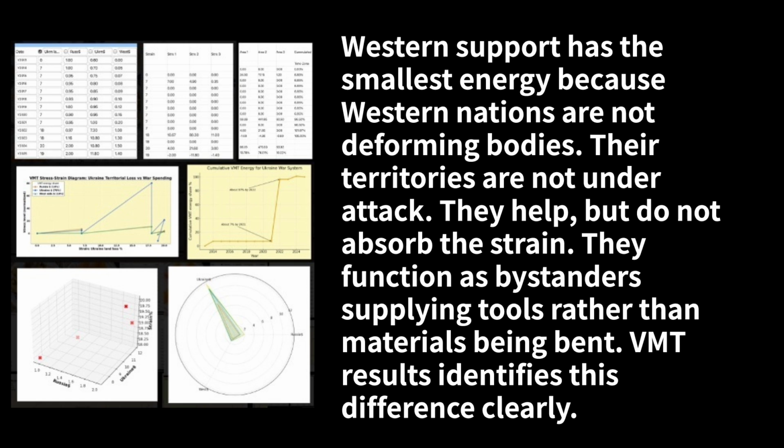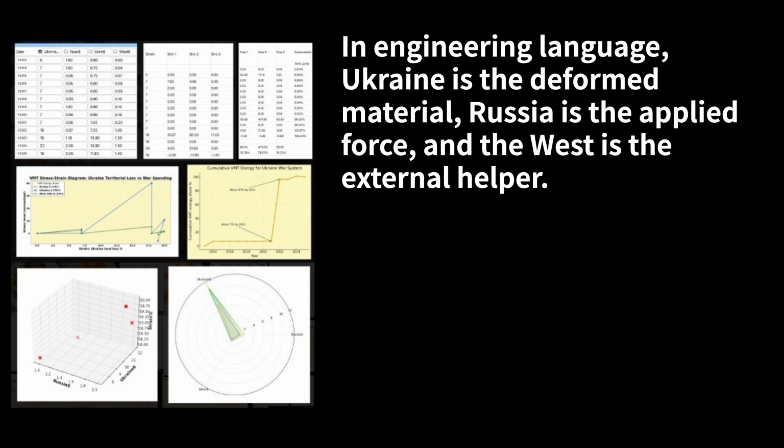Western support has the smallest energy, because Western nations are not deforming bodies. Their territories are not under attack. They help, but do not absorb the strain. They function as bystanders supplying tools rather than materials being bent. VMT results identify this difference clearly. In engineering language, Ukraine is the deformed material, Russia is the applied force, and the West is the external helper.